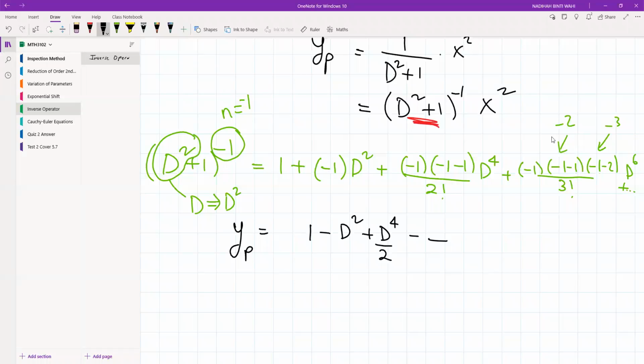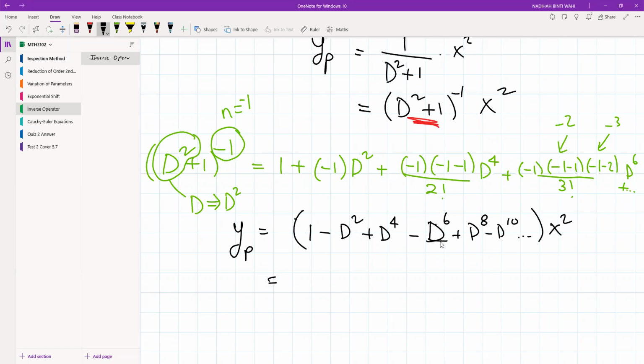So this is 3 factorial, so this is just 3 factorial bahagi dengan 3 factorial jadi 6. So dia cancel out. Okay. Yang ni pun sama, dia di cancel out. Dia akan jadi D to the power of 6. So boleh tengok dia punya pattern dia akan jadi tambah D kuasa 8 tolak D kuasa 10 dan sebagainya, darab dengan X kuasa 2.